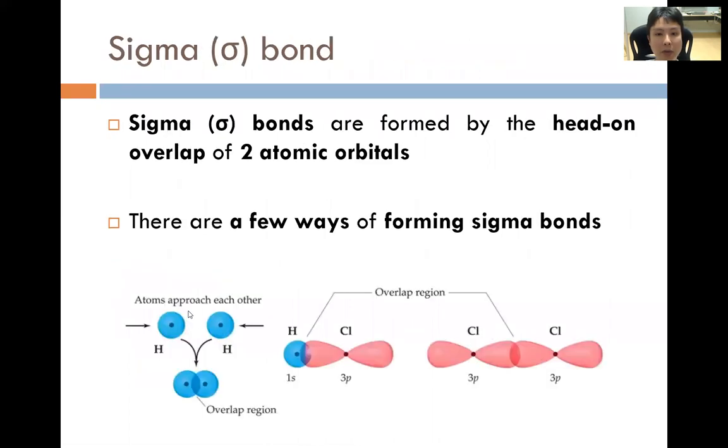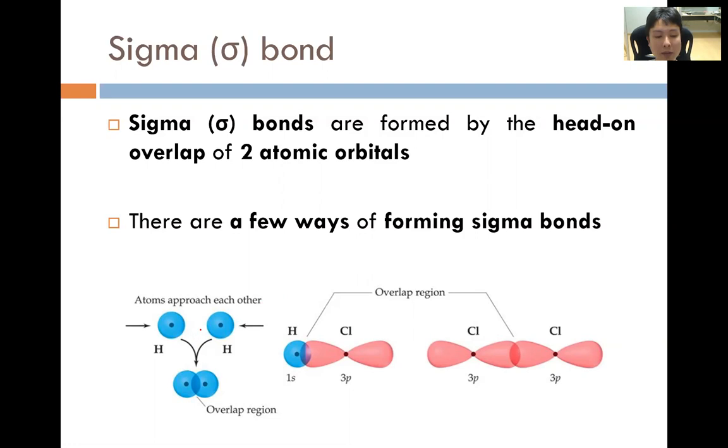So the sigma bond is formed when two atomic orbitals from two different atoms overlap head-on. Head-on is like this, okay? Head-on overlap and not sideway overlap. We'll look at the sideway overlap and then everything will be clearer. What's the difference between head-on and sideway overlap?